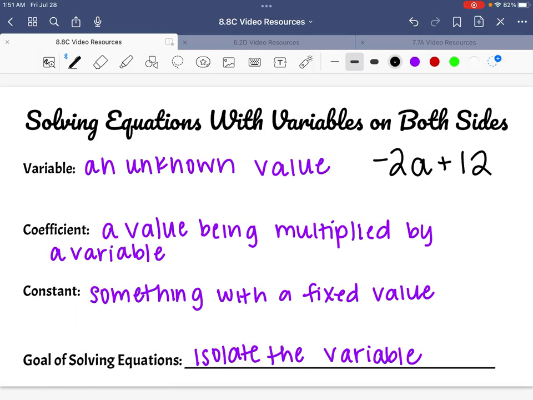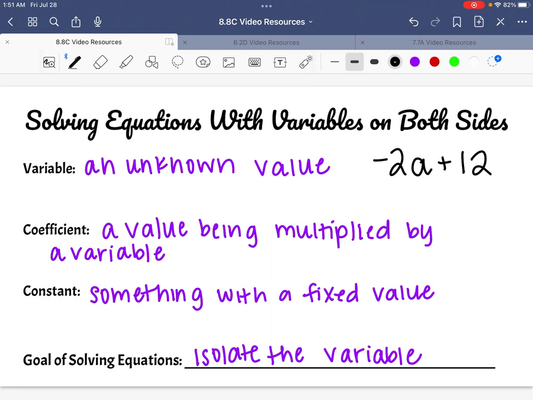Hey guys, today we're going to be looking at solving equations with variables on both sides using algebraic thinking. And the first thing that we want to cover is some vocabulary that we'll want to be very comfortable using. The first word is variable, and a variable is just something that we do not know.